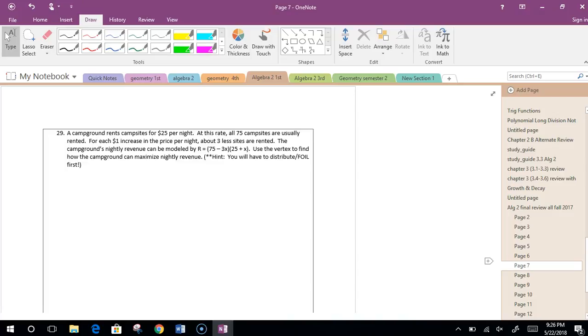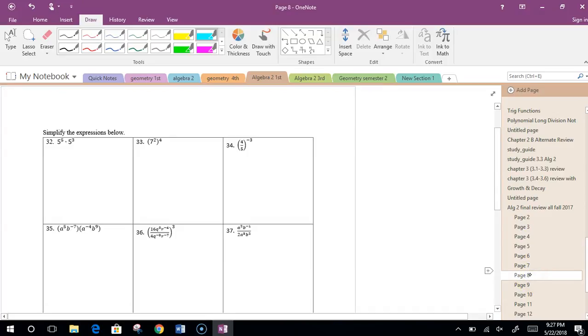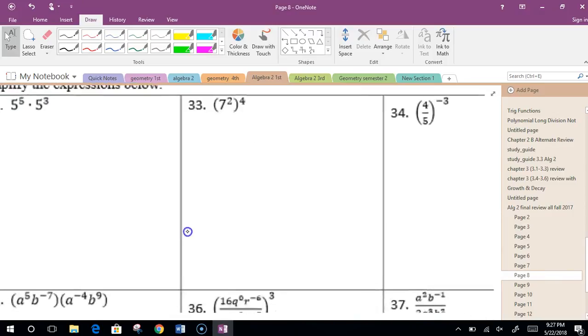We will have a story problem, however, it is probably not going to be that one. So we're going to jump down. We did take the discriminant question since we brushed on this idea of discriminant, so we're going to keep moving forward here. We're going to jump to the simplifying expressions questions.